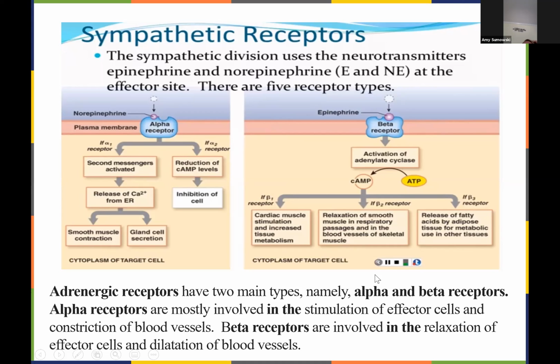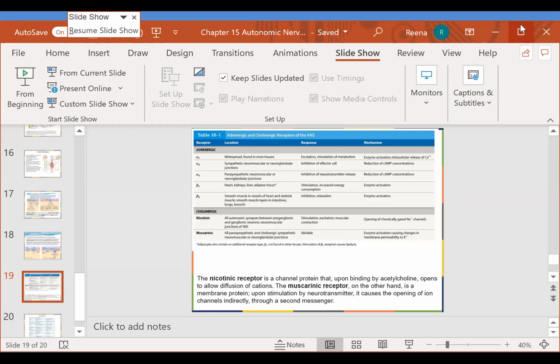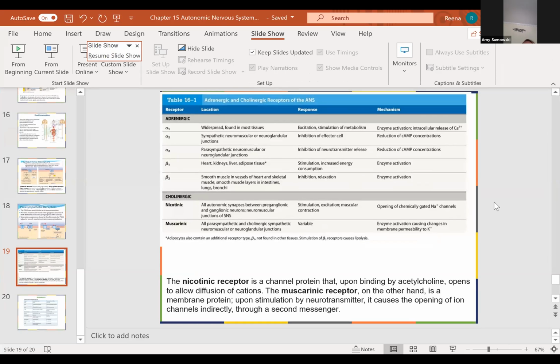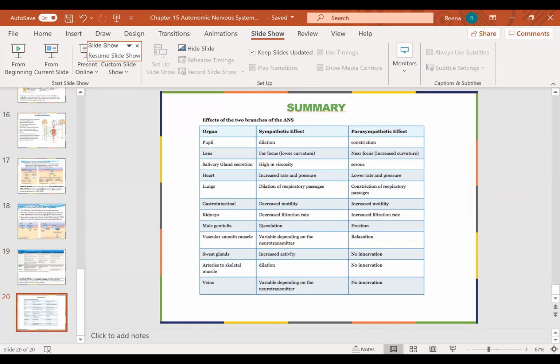Professor? Yes? We only see the sympathetic receptor screen. We don't see a different slide. Hold on. Do you see it now? No. Yep. Sorry. That's okay. All right. You know what?